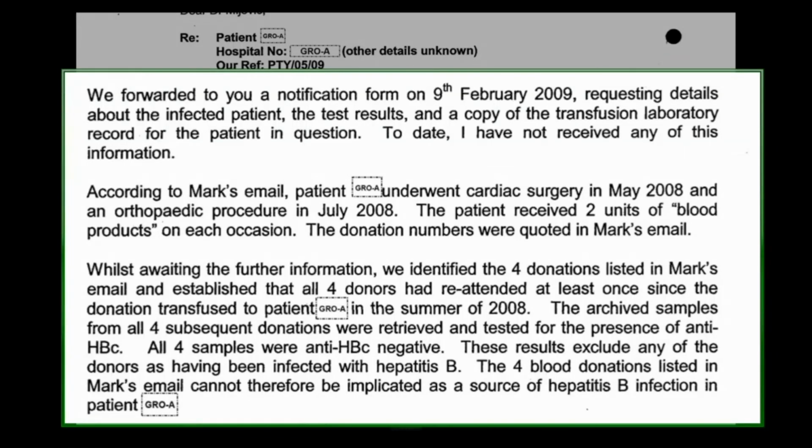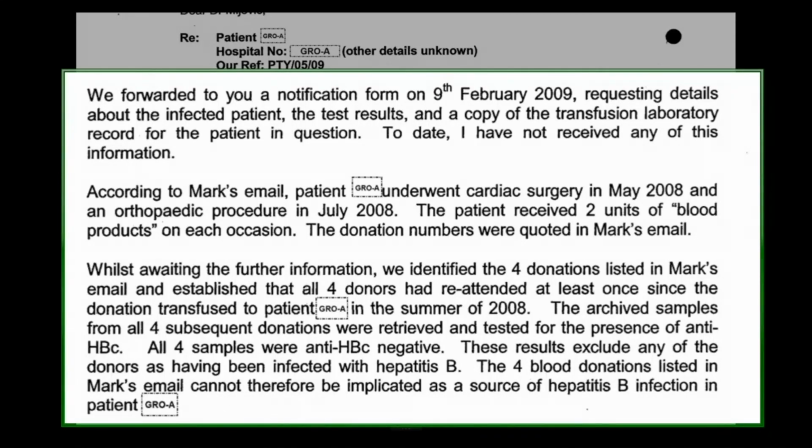According to the email, the patient had undergone cardiac surgery and an orthopaedic procedure. They'd received 2 units of blood products on each occasion, and the donation numbers were quoted. Whilst awaiting the further information, we identified the 4 donations listed in the email and established that all 4 donors had reattended at least once since the donation transfused to patient X in the summer of 2008. The archived samples from all 4 subsequent donations were retrieved and tested for the presence of anti-HBC. All 4 samples were anti-HBC negative. These results exclude any of the donors as having been infected with hepatitis B.